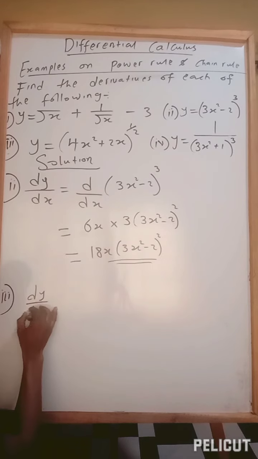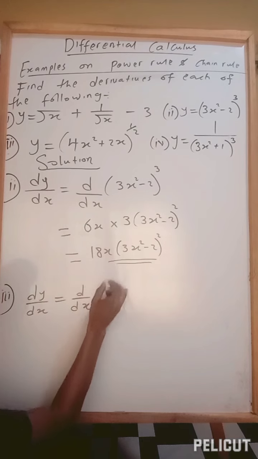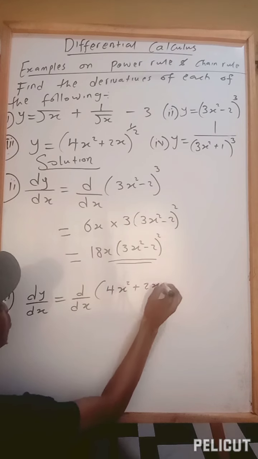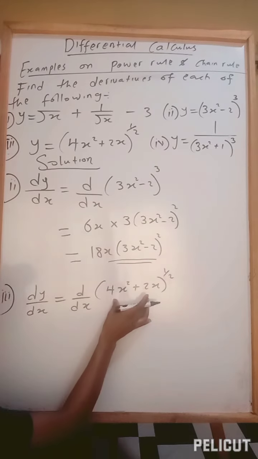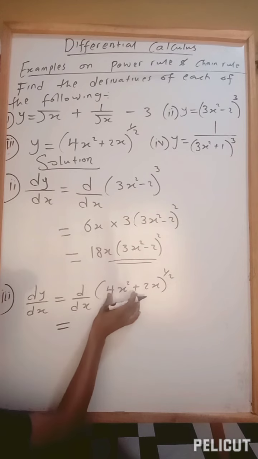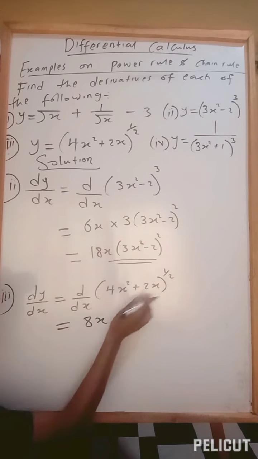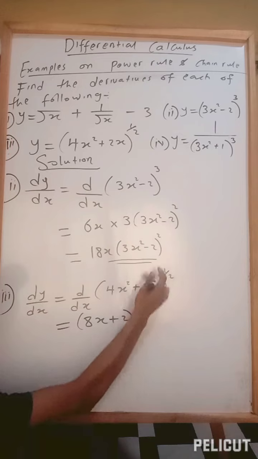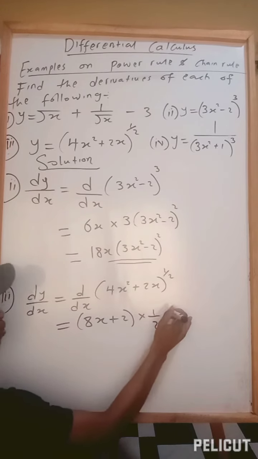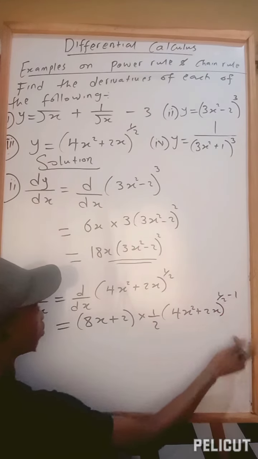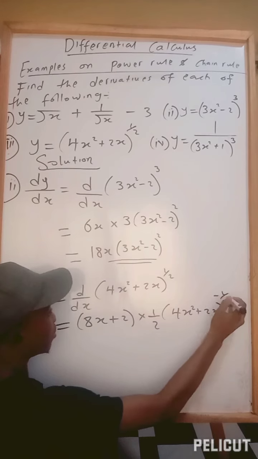dy/dx is going to be d/dx of this guy. That's going to be 4x squared plus 2x to the power of half. So again, differentiate what is inside. This is going to be a function in a function, that's chain rule. You differentiate what is inside. If you differentiate 4x squared, that's 8x. If you differentiate 2x, it is 2. Times, you differentiate the outside function, and that's going to be drop down the power 1 over 2, write back the function, and subtract 1 from the power. So half minus 1 is minus half. Let's just take it as minus half.